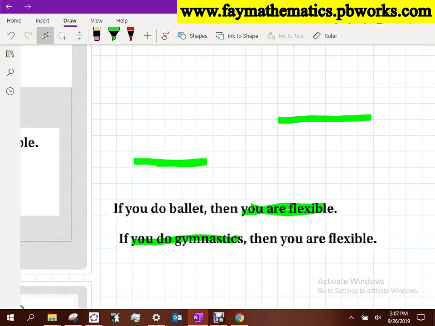Okay? For the mere fact that we might have something that looks like this, we might say, if you do ballet, then you do gymnastics. And then let's say, if you do gymnastics, then you are flexible.